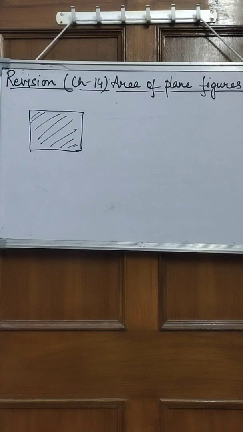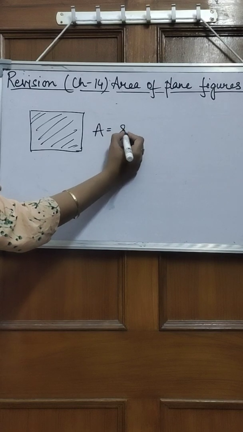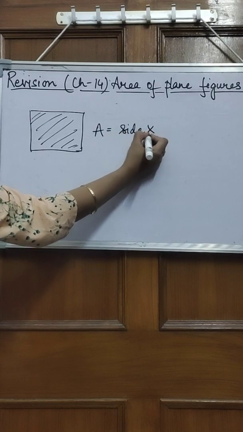Now you have not studied area of all plane figures. What we have studied is area of a square and area of a rectangle. So what is area of a square? In a square all sides are equal. So what is its area? Area is side into side.